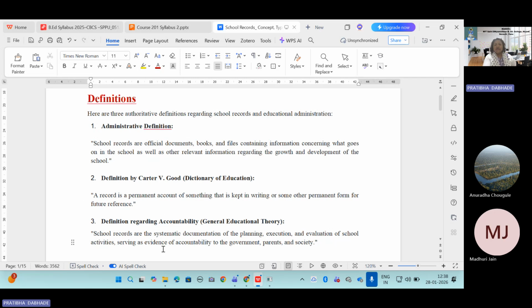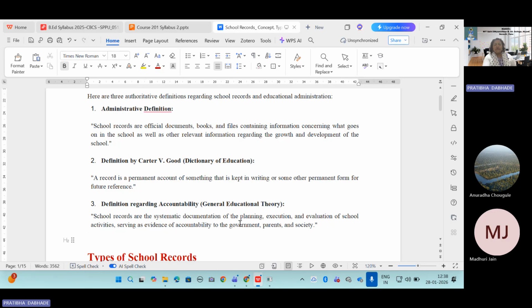Okay, third definition. Yes, Anuradha, could you please read on my behalf? Yes, ma'am. Definition regarding accountability, general educational theory. School records are the systematic documentation of the planning, execution, and evaluation of school activities, serving as evidence of accountability to the government, parents, and society.